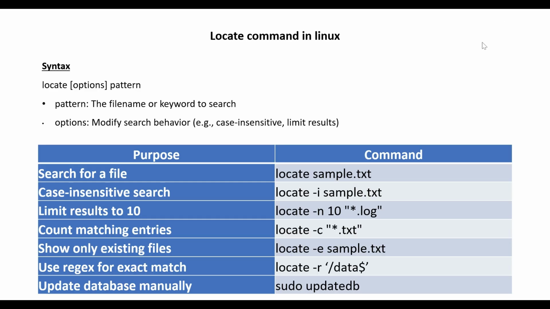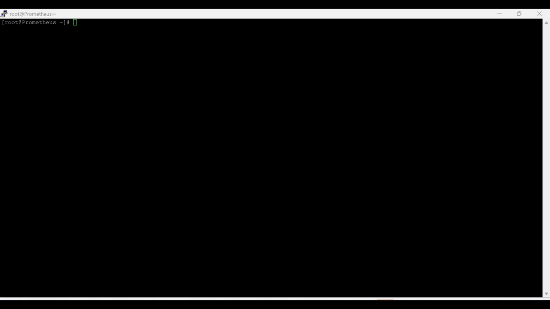Correct. Now we have many options we can use here, because the syntax is locate, options, then pattern. The pattern can be directly a file name, or you can use a wildcard, for example *.log. Similarly, you can use regex as well. We'll quickly run the commands one by one and see how the operating system gives output. Okay, I logged into the Linux operating system.